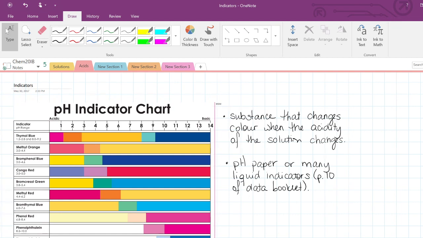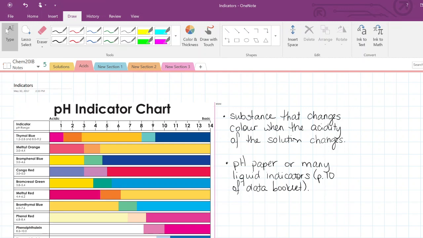Indicators are either weak acids or weak bases that we will put into a solution. You'll put a drop or two. They generally come in liquid form, so usually you'll put 2 or 3 drops into a solution, and what will happen is it'll generally change color, and what that color indicates to us is the pH range of the solution. So indicators don't tell us a specific pH like a pH probe would. They tell us the range of pH that a solution may have.